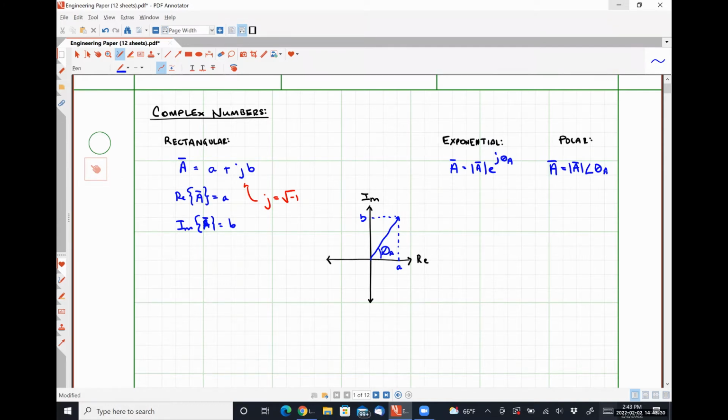So it may be useful for us to be able to convert back and forth between these two representations, all right? So let's develop our relationships for the exponential parts in terms of our rectangular parts first, and then we'll go back the other way around, okay? So using simple trig identities, it should be fairly easy to see that the magnitude of A is the square root of the real part squared plus the imaginary part squared. This is literally just the Pythagorean theorem.